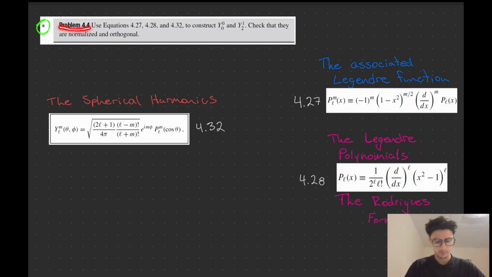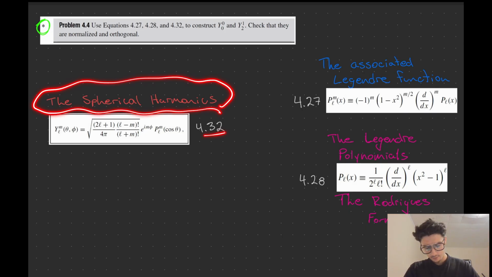Problem 4.4. What this problem says is use equations 4.27, 4.28, and 4.32 to construct capital Y sub 0 super 0 and capital Y sub 2 super 1. Check that they are normalized and orthonormal. What does this mean? These Y's are functions that are the solutions to the angular equation. They're the spherical harmonics. I have written them over here.